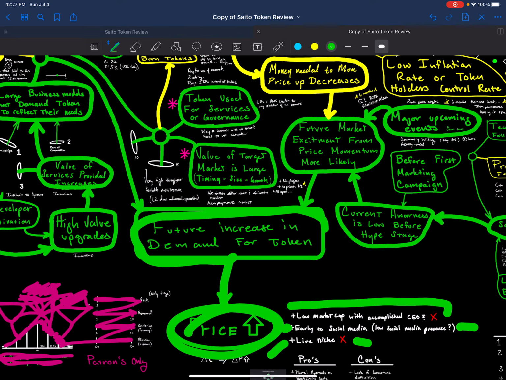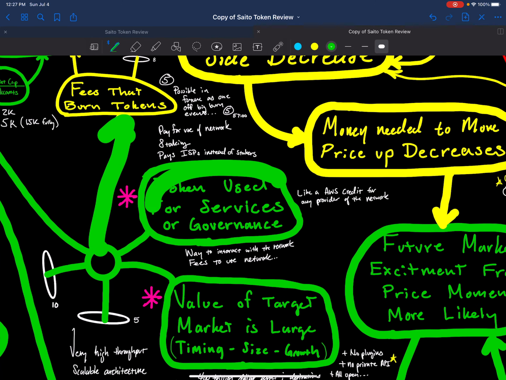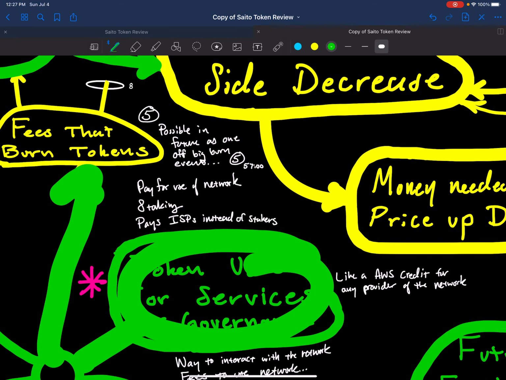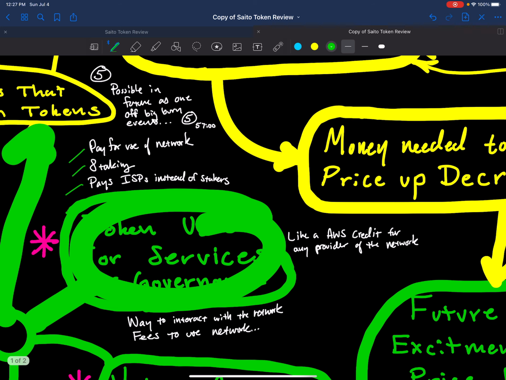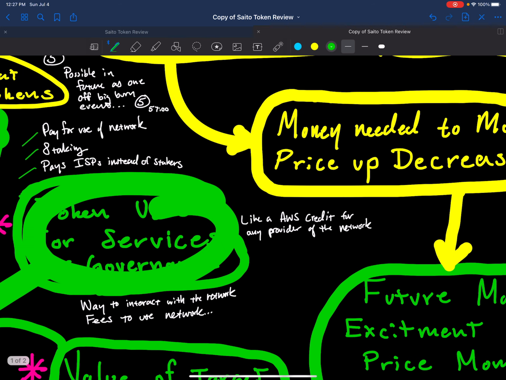Future increase in demand for token. I do expect there to be a future increase in demand for the token. This is supposed to be green. Token use for services and or governance. Governance for this one is not figured out yet, but the token is used to pay for use of the network. Staking pays for ISPs instead of stakers, internet service providers, right? So it pays them instead of stakers.